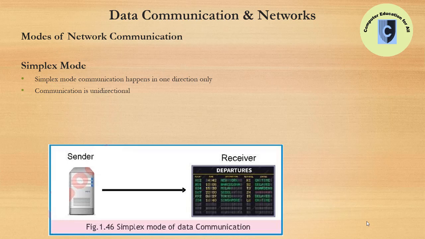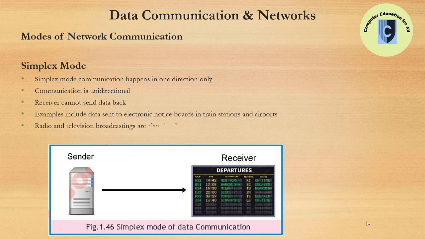The communication can only take place in one direction, and it is not possible for the receiver to send data back. For example, data is sent to an electronic notice board found in train stations and airports, as shown in Fig. 1.46. Radio and television broadcastings are also examples of simplex transmission.